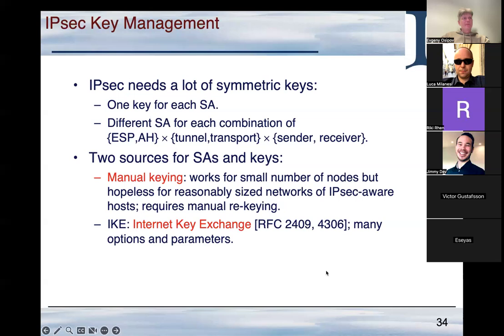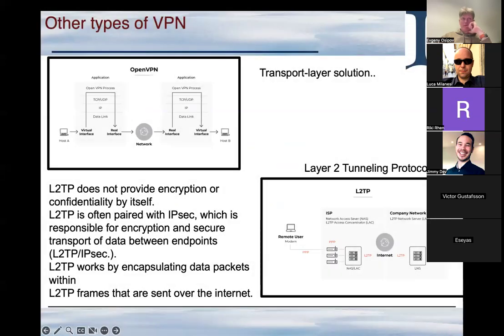Let me skip all these slides, maybe to this one. There are different variants of providing network layer security protection. IPsec is one of such methods. There are others which are sketched on this slide. The first one is actually utilizing a transport layer solution, which I will sketch in the coming slides.